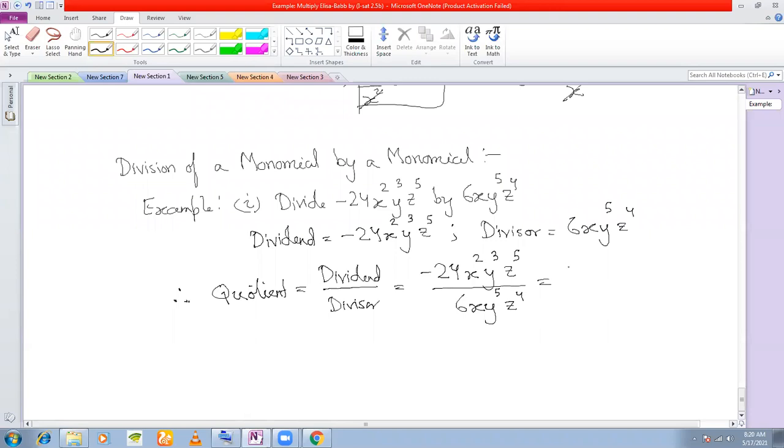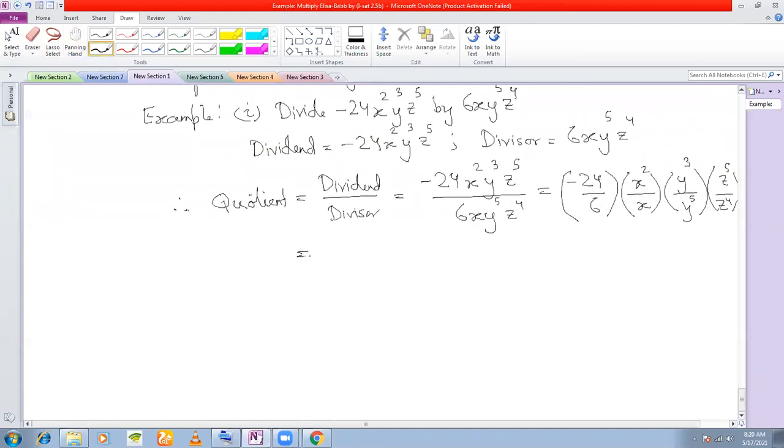Okay. Now you take the constant terms together, that is minus 24 and 6 you take together. Just as in case of multiplication, you were taking the variables together and the constants together, here also you take the variables and the constants together. You take the variable x square in the numerator and x in the denominator. You take them together. Similarly, you take y cube and y to the power of 5 together. And you take z to the power of 5 and z to the power of 4 together. Okay.